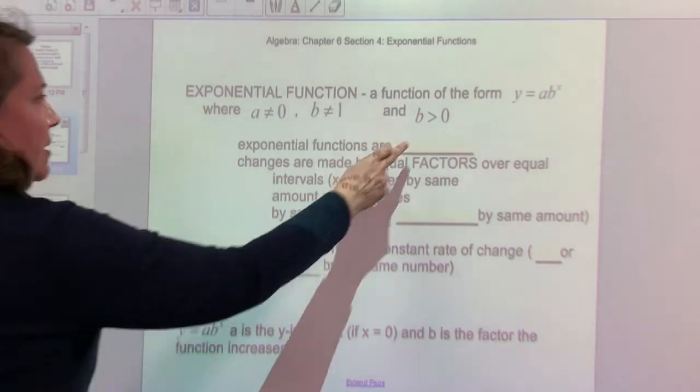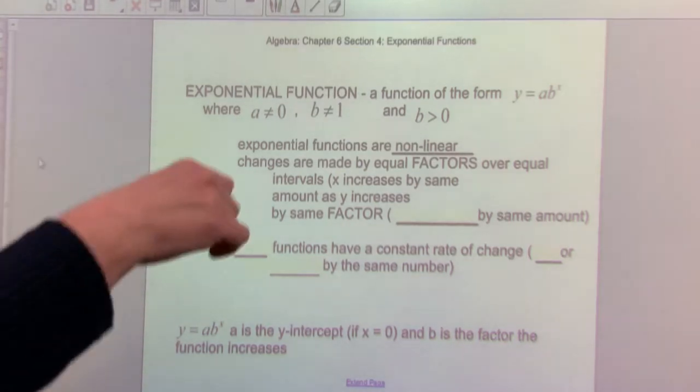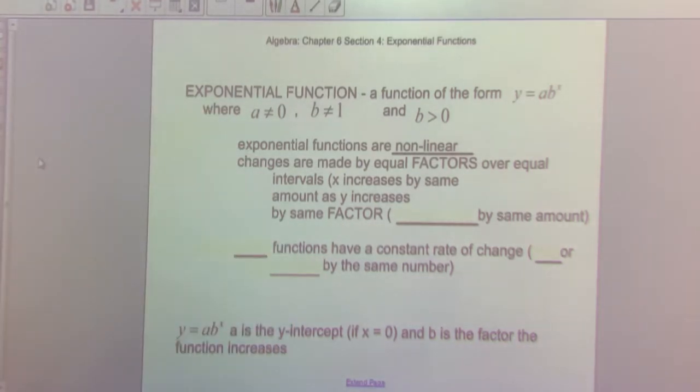Exponential functions are nonlinear. They are not lines. Changes are made by equal factors. Remember, a factor is a number that you multiply together over equal intervals. So as x increases by the same amount, y will increase by the same factor. So x's are going to be plus 1, plus 1, plus 1, plus 1, whereas your y's are going to be times something. Times 2, times 2, times 2, times 2. So you're multiplying by the same amount.